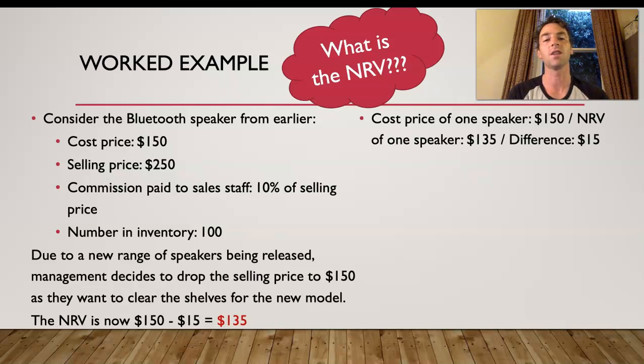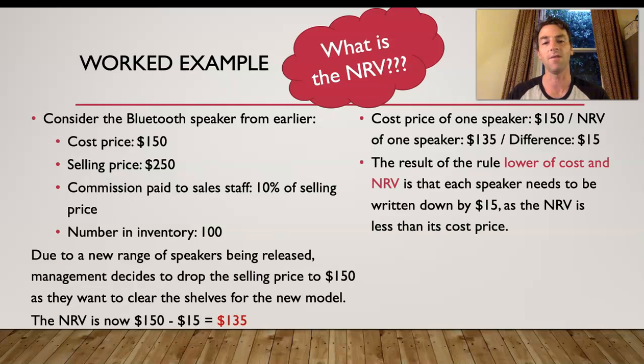So the cost price of one speaker is $150. The NRV is 135, so there is a difference of 15 where the net realisable value is less, so we need to do an inventory write-down. How many do we have? We have 100.